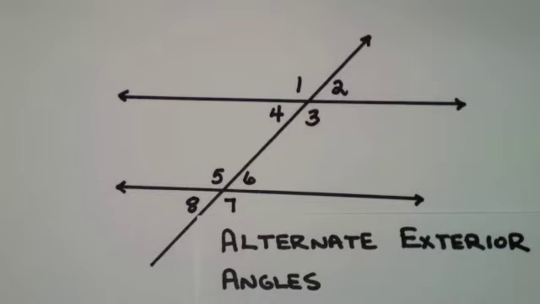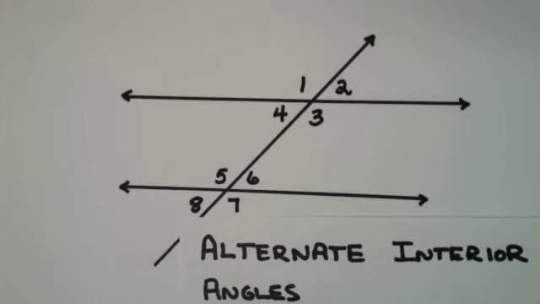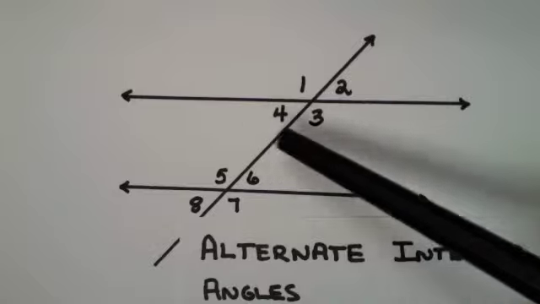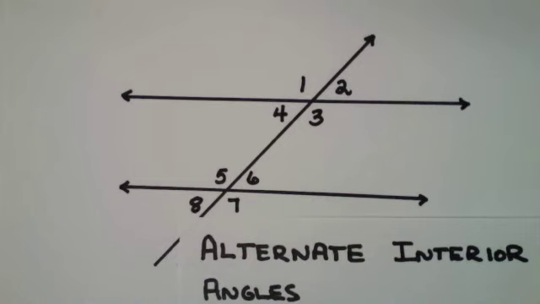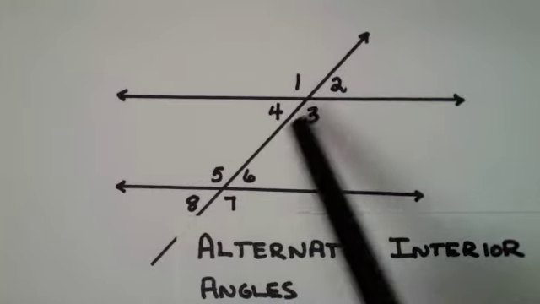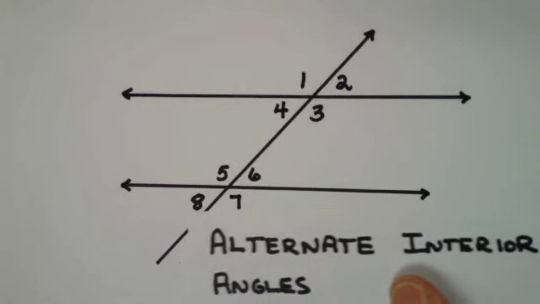Alternate exterior angles. Alternate interior angles. That means they're on opposite sides of the transversal and inside those two lines. So 4 and what angle are alternate interior angles? 4 and angle 6. They're alternate, they're on opposite sides of the transversal, and they're inside these two lines. Angle 3 and what angle are alternate interior angles? Angle 3 and angle 5. They are also alternate interior angles.